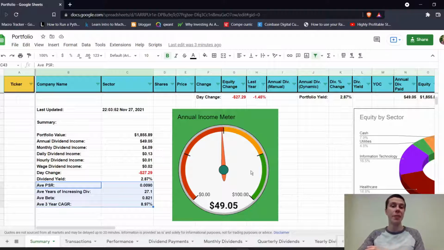And next I want to talk about these two types of graphs that I have, the first one being this annual income meter.